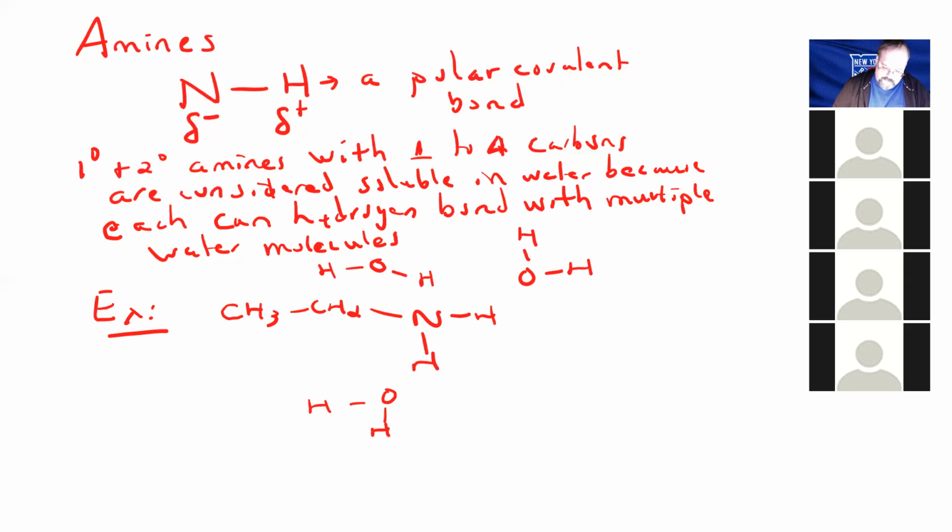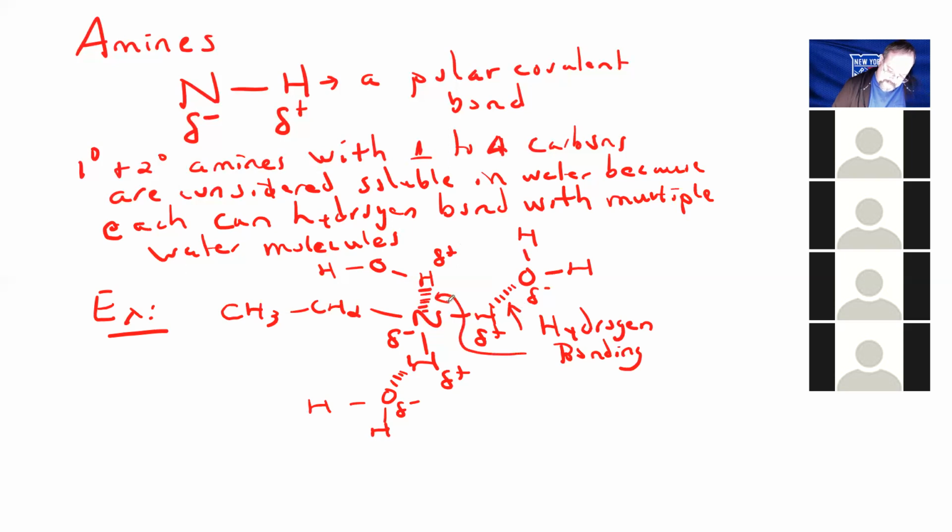So the nitrogen in the amine would have a partial negative charge. The 2 hydrogens on the nitrogen would have partial positive charges. Each of those hydrogens on the nitrogen are going to be attracted to a water molecule. And the nitrogen is going to be attracted to a hydrogen of another water molecule. And again, all of those would be examples of what? All of those would be examples of hydrogen bonding.